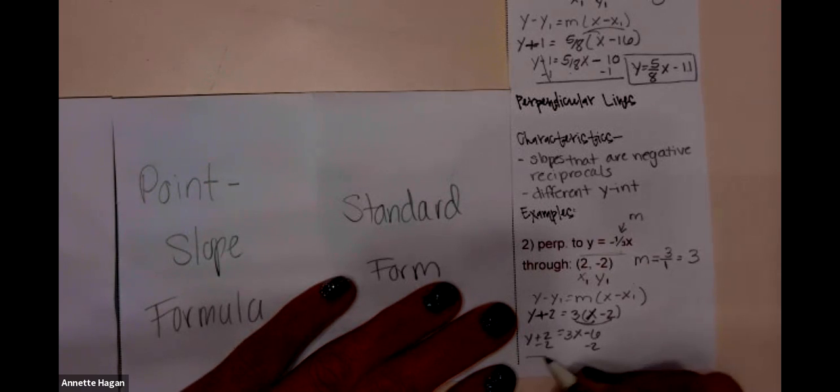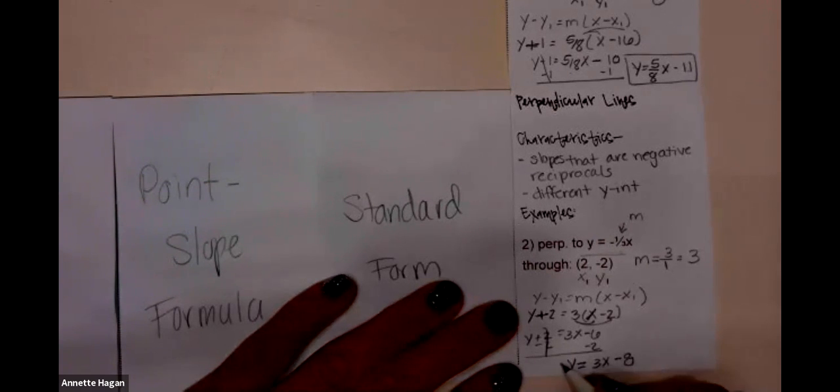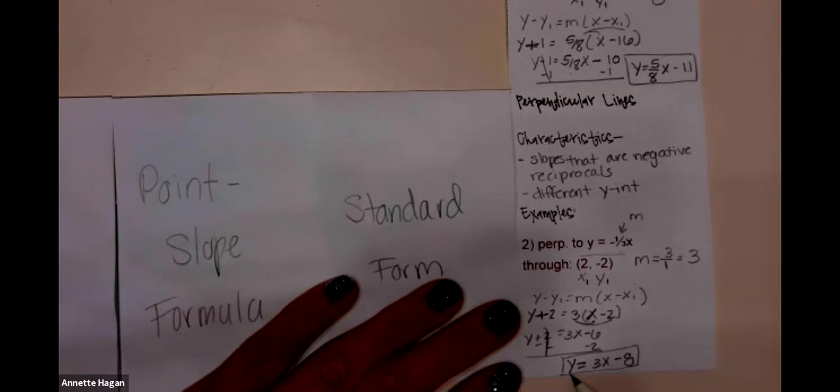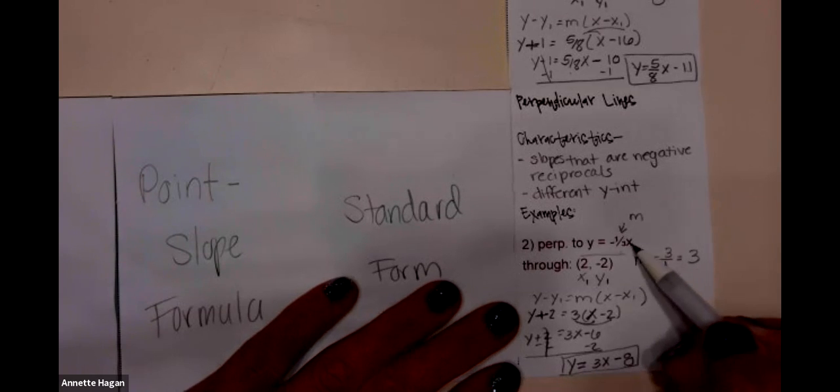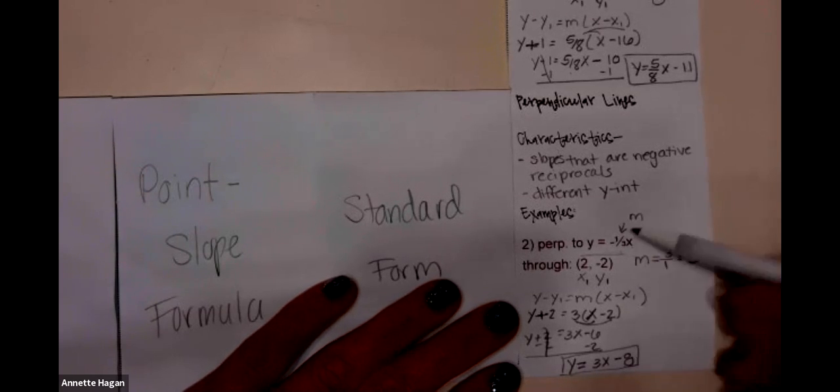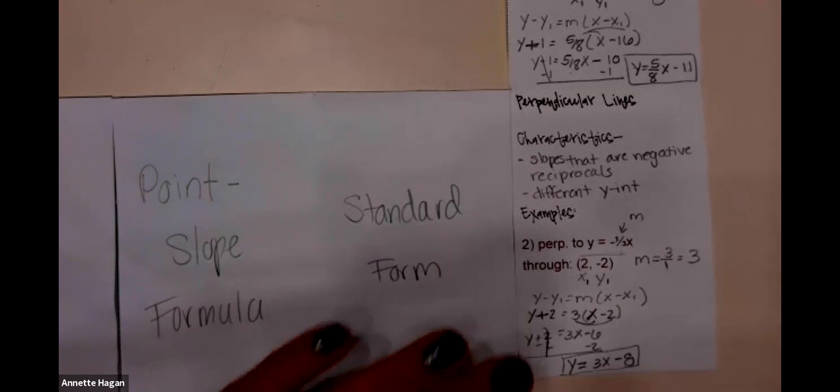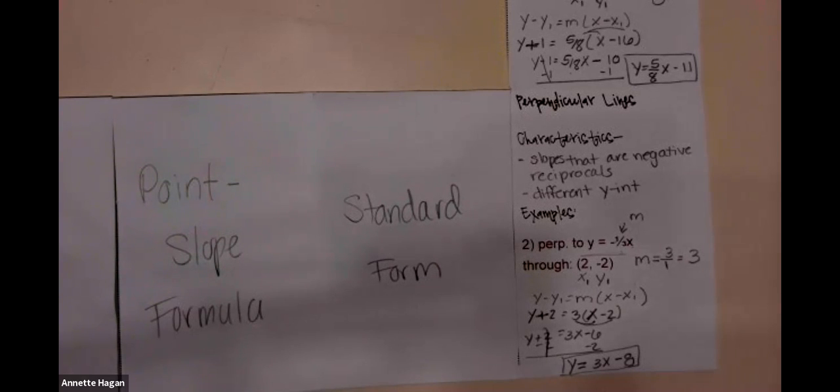I'm going to subtract 2 from each side. I get y equals 3x minus 8. There's my equation in slope intercept form. So if I graph this line and I graph this line, they will be perpendicular to each other, intersecting and making a 90-degree angle. Okay? So that's how we're going to fill out this foldable.